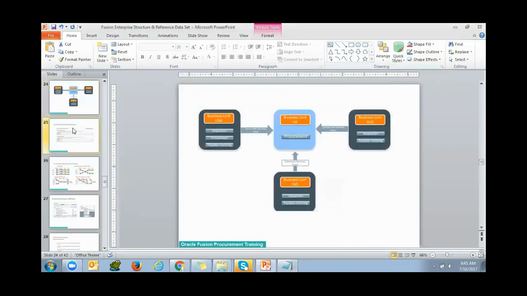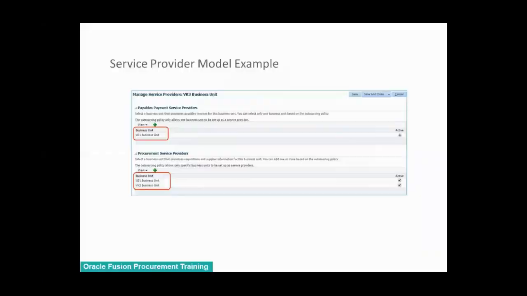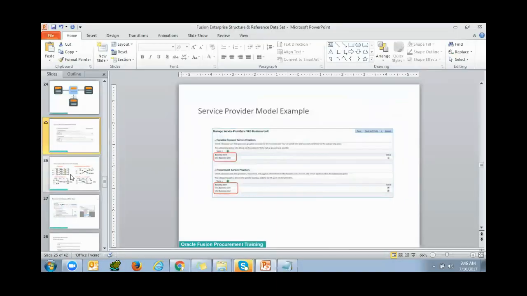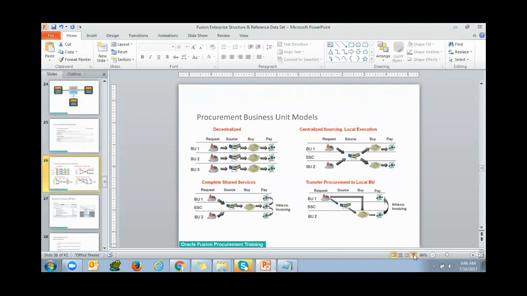That is taken from that setup configuration explained in this slide. Okay, this is the business unit. While defining the business unit, what is a payable service provider and what is a procurement service provider? And this is also one of the best examples.